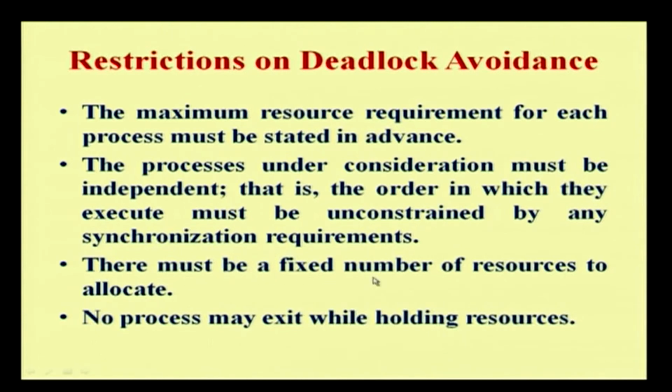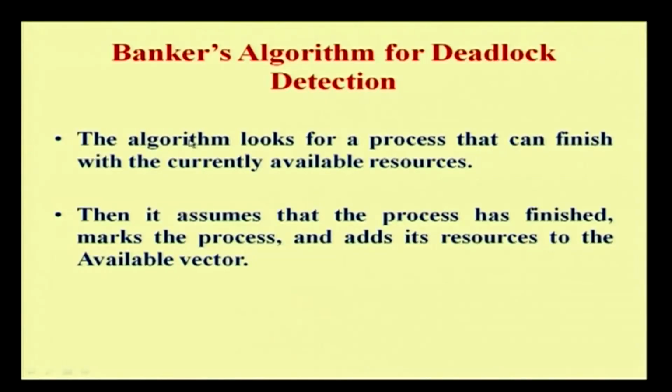There must be a fixed number of resources to allocate. No process may exit while holding resources. Supposing we get some money from the bank, and we are not going to repay at all, then the bank would go under a loss. So you are supposed to repay, and you cannot exit while you are holding the money. You cannot exit while you are holding some sort of resources with you. That is the restriction on deadlock avoidance.